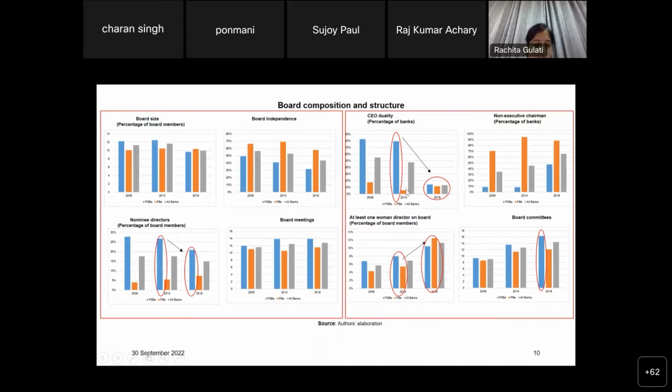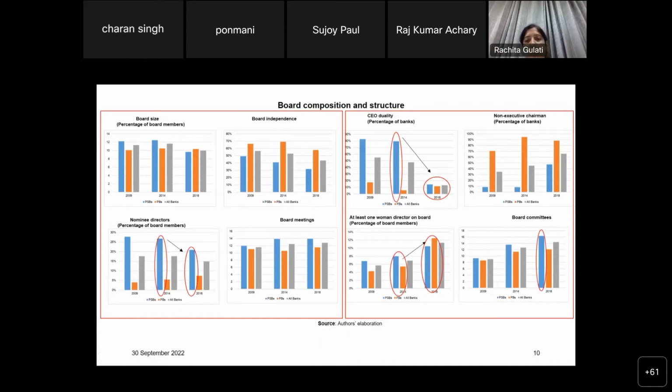Earlier the guideline said that this norm was not mandatory, rather it was voluntary for the companies. In 83% of PSBs, the same person holds the two positions of chairman and CEO on the board, compared to 18% in the private banks in 2009. If we look at the recent statistics, it has declined to 14% in 2018 for the public sector banks.